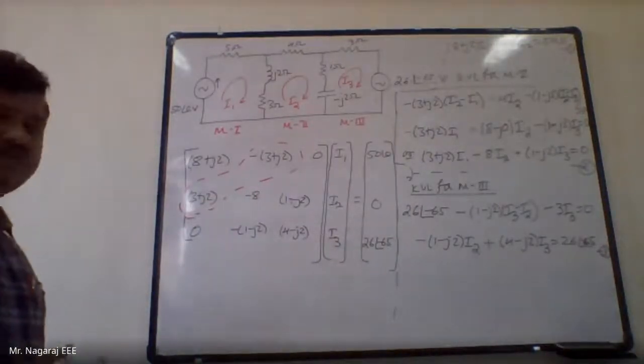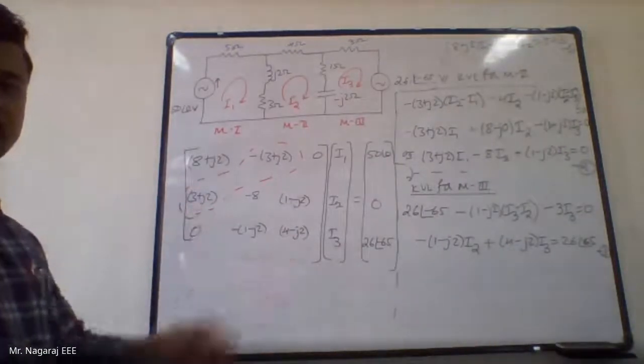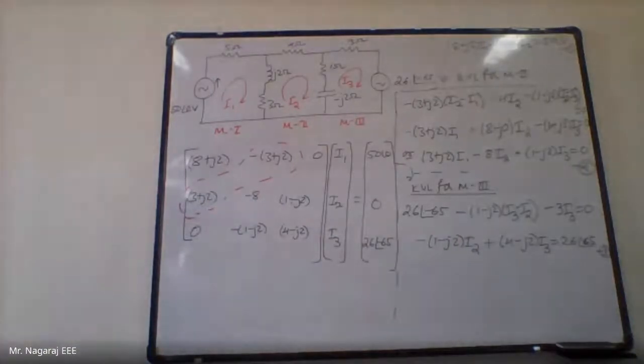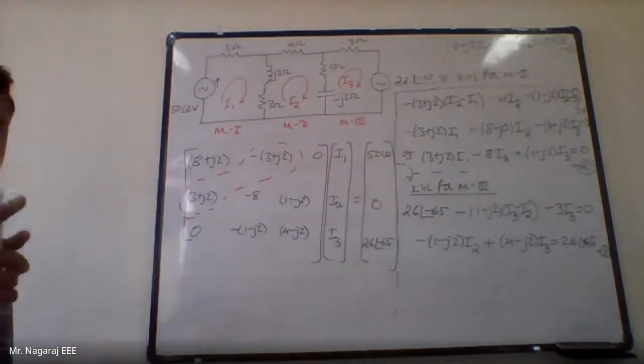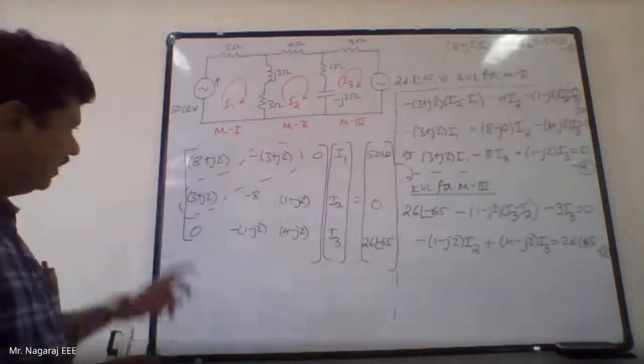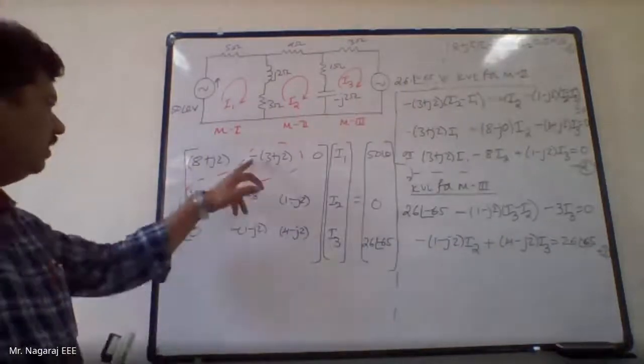The second coefficient of first equation and the first coefficient of second equation, these should be the same with opposite sign. If your equations are correctly written, then the second element of the first row and the first element of the second row will be exactly the same in magnitude, but with opposite sign.